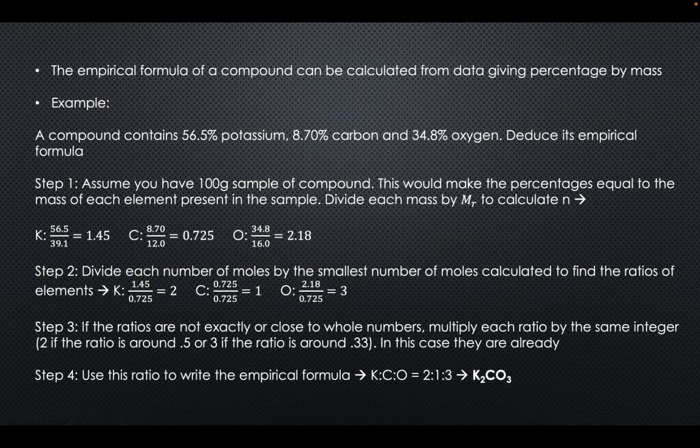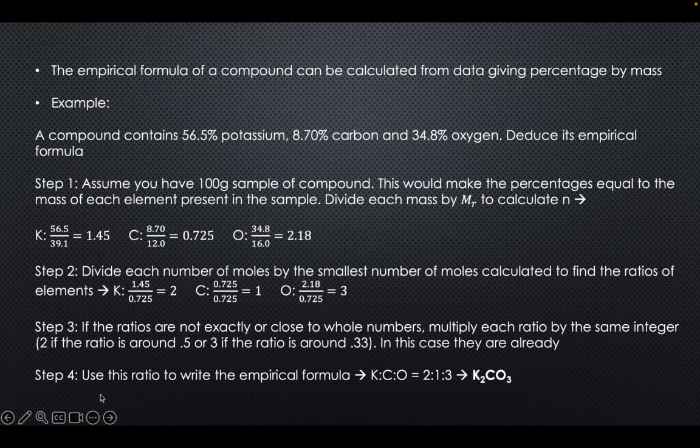So the third step, this doesn't apply to this question, but in the exam, you might not get these ratios as whole numbers. So what you would do is multiply all these ratios by the same integer. So that would be 2 if the ratio is around 0.5, or 3 if the ratio is around 0.33, okay? Because that would make them close to whole numbers again. So in this case, they are already, right? So we don't have to do this step.